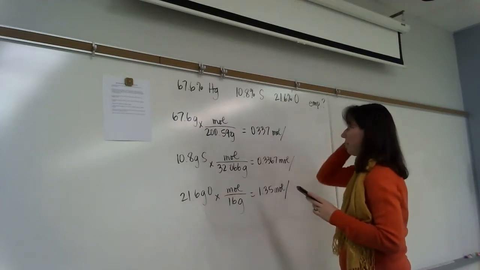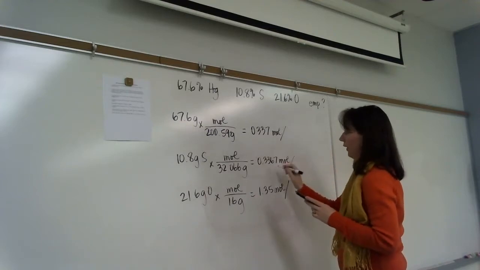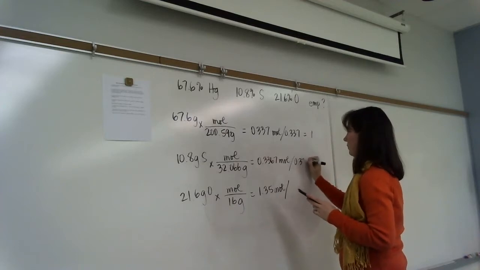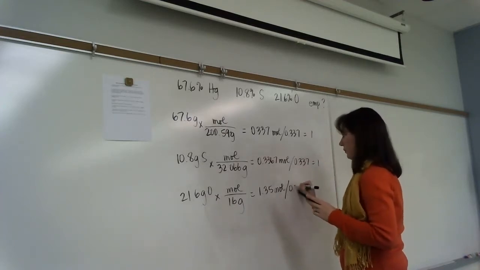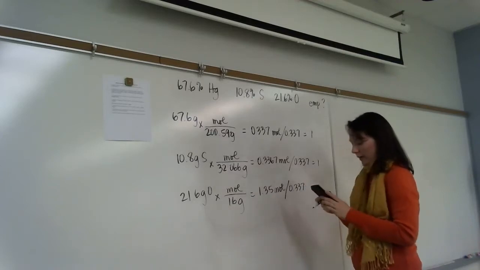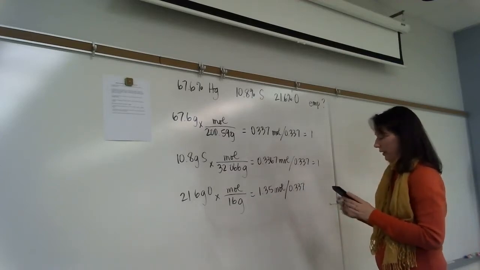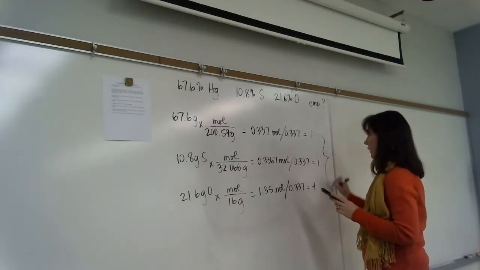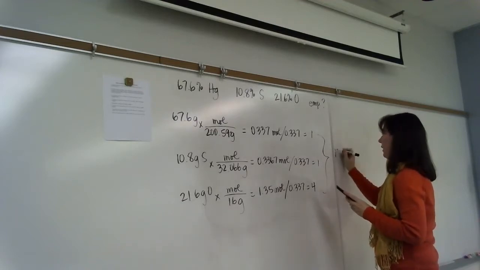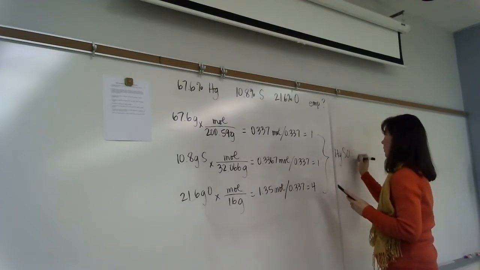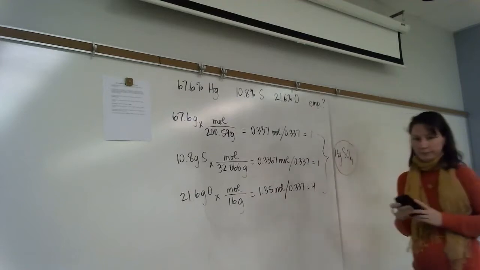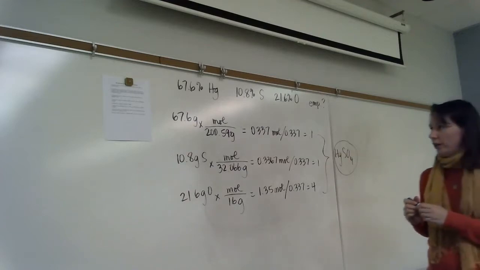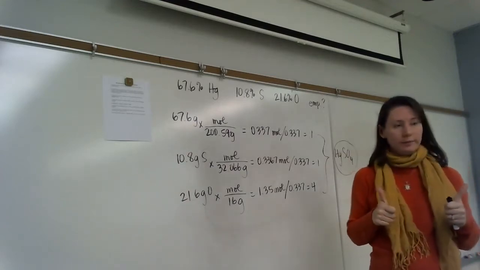Now we're going to divide through by the smallest, so we're just going to call that 0.337 as well. Divided by 0.337, that gives me 4.0059, so 4. So my empirical formula would be HgSO4. Do we agree on this one? Makes sense? Did you get it right? Okay.